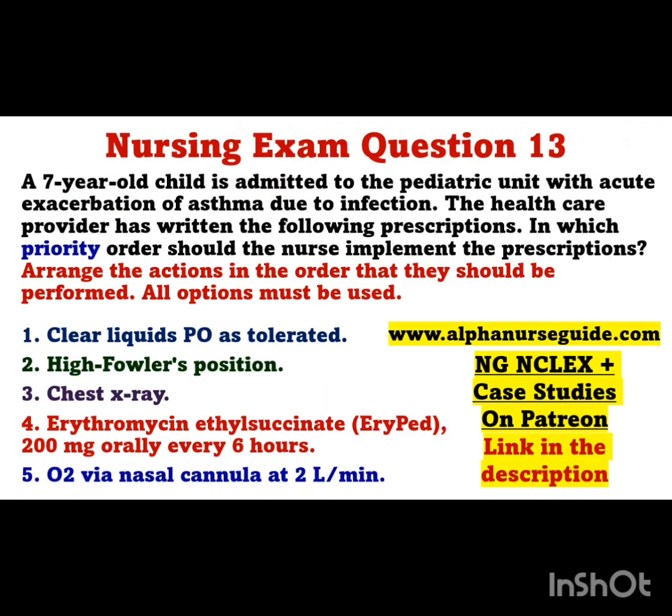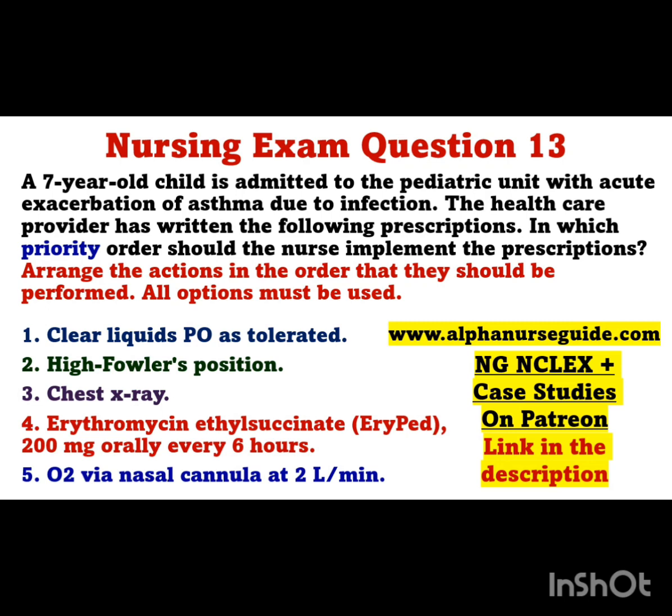A 7-year-old child is admitted to the pediatric unit with acute exacerbation of asthma due to infection. The healthcare provider has written the following prescriptions. In which priority order should the nurse implement the prescriptions? Arrange the actions in the order that they should be performed. All options must be used.